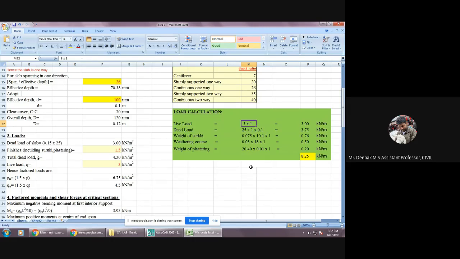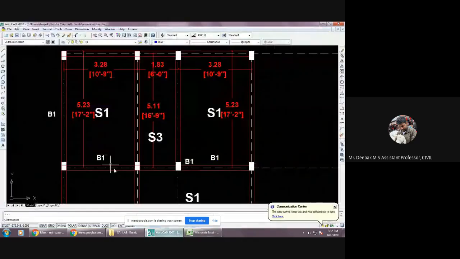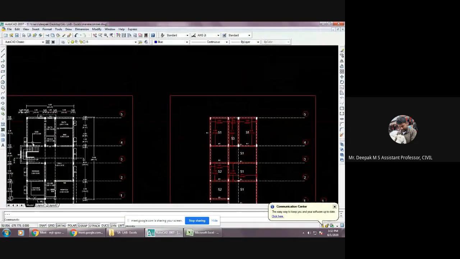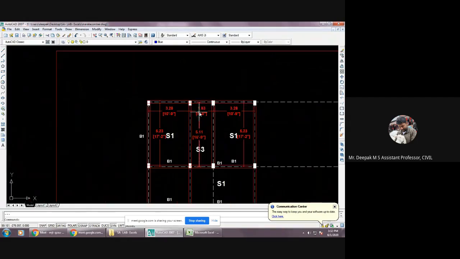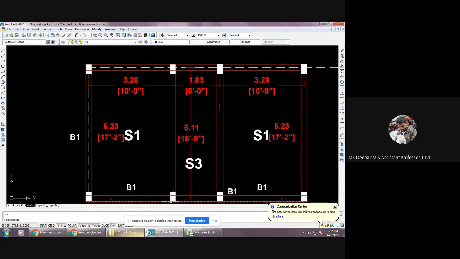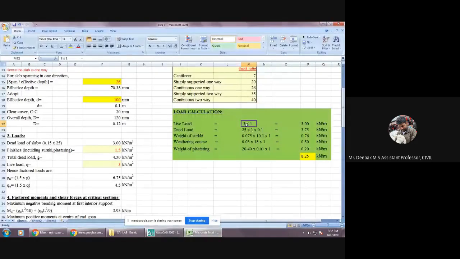But since I'm assuming that this building consists of G plus 3 floors, I'm taking this particular floor slab, first floor slab, as a slightly heavier slab, that is live load as 3, and with constant for every meter. This one stands for every meter. Now, what is the dead load of the slab? Unit weight of the concrete into breadth of the slab into depth of the slab.